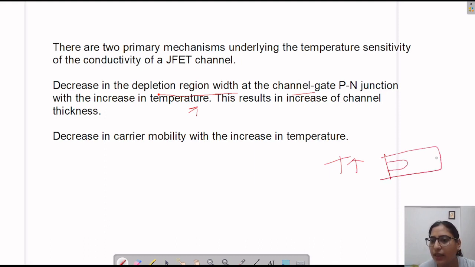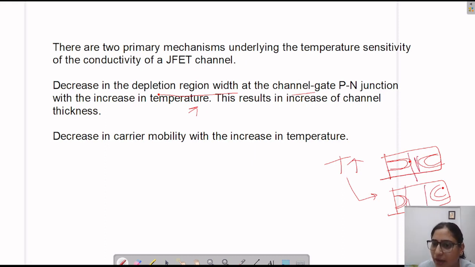Suppose this is the N-channel JFET and it has some width of depletion region. Due to the effect of temperature, if the temperature increases, then this width is decreasing. So now the width will stand a little here. What is happening due to the decrement of this width? The channel is narrow here, and after the effect of temperature, the channel is wide. If the channel is wide, it means ID current will flow more. So ID will increase due to the effect of temperature in the first case.